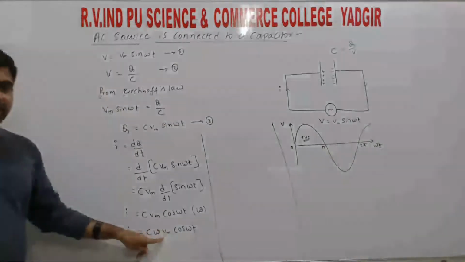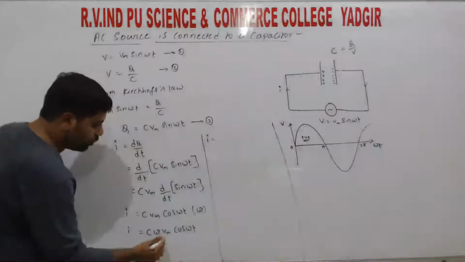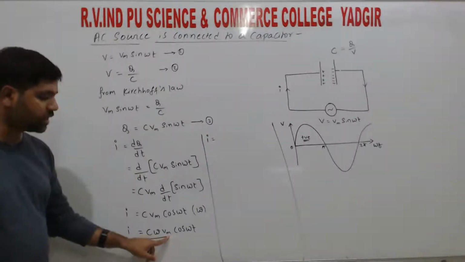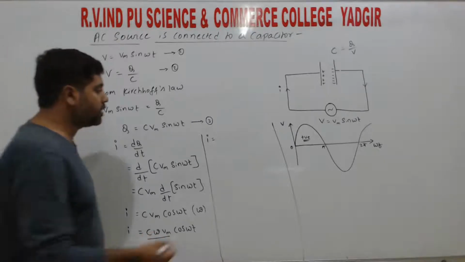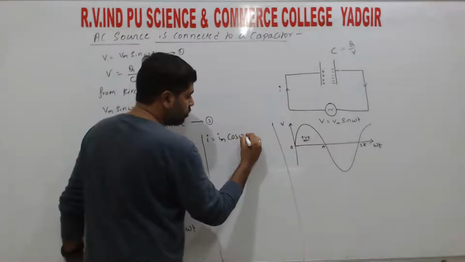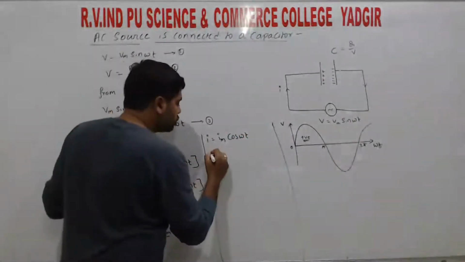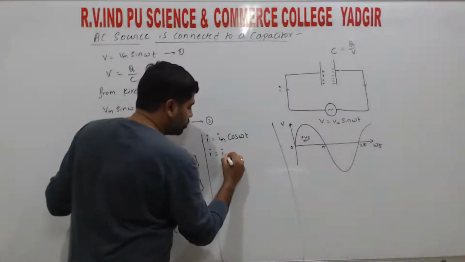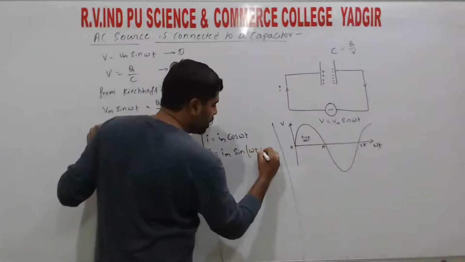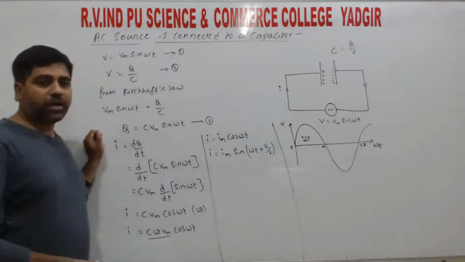Now we can rearrange this in the form I is equal to, taking the whole thing as a constant, right? Omega is constant, C is constant and Vm. So this constant will be replaced by another constant, that is Im cos omega t. This cos omega t we can also write as I is equal to Im sine of omega t plus pi by 2. So this is from the trigonometric function, right?